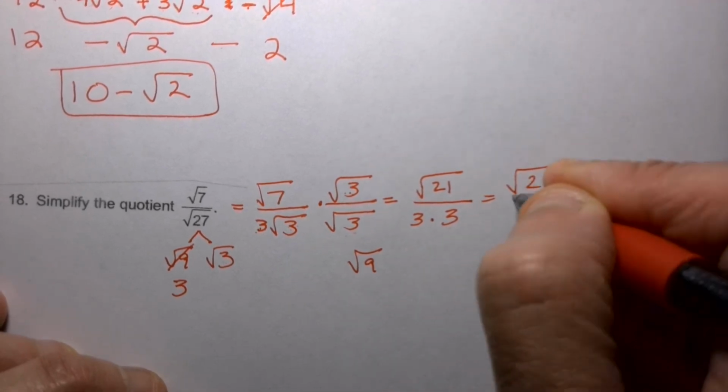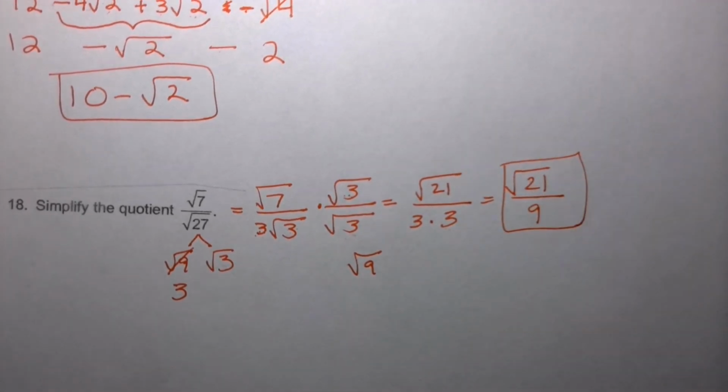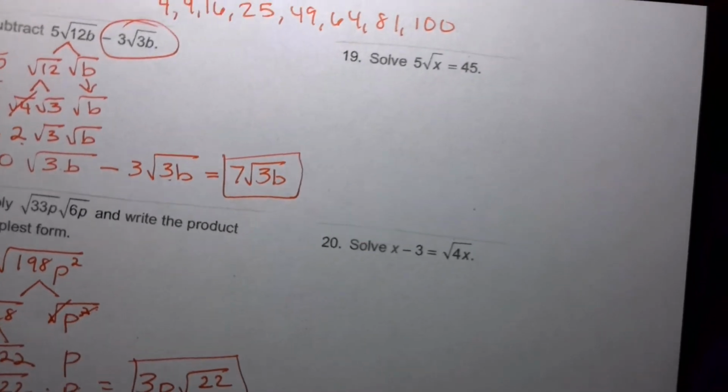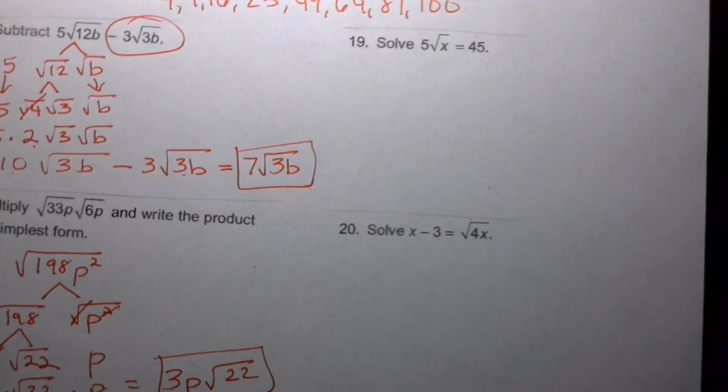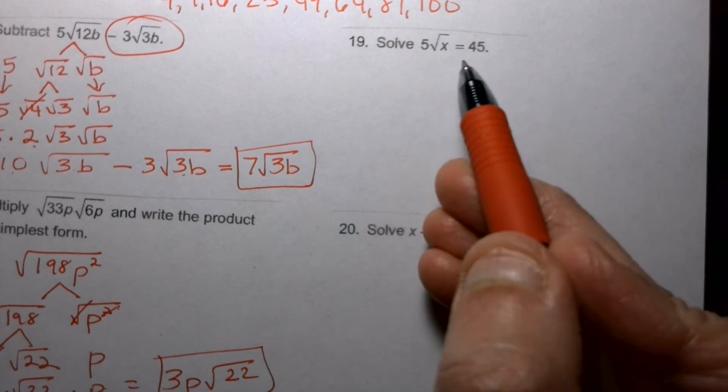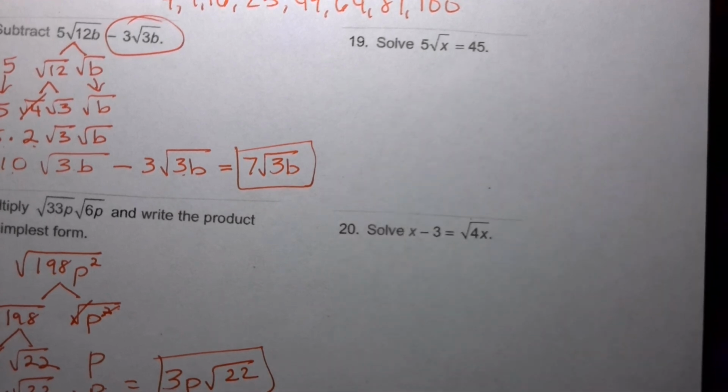Now I have square root of 21 over 9. We are all done. All right, 2 more to go. Hang in there. All right, when we're solving, notice up to this point there hasn't been any solving. Now we have equal signs. Once you have equal signs, you're breaking it down like you used to. You want the x alone on one side.